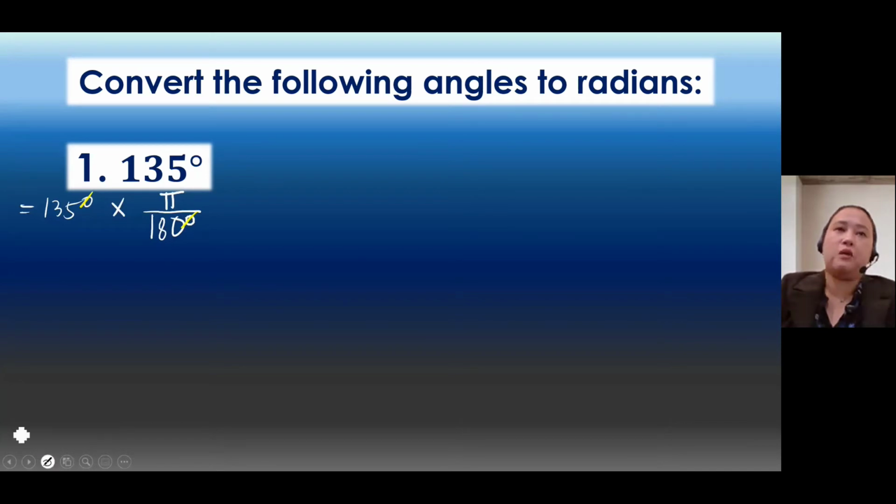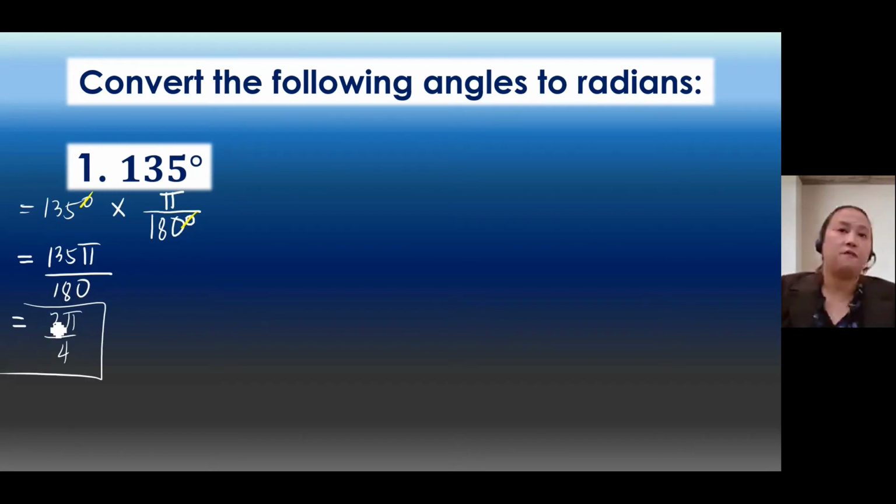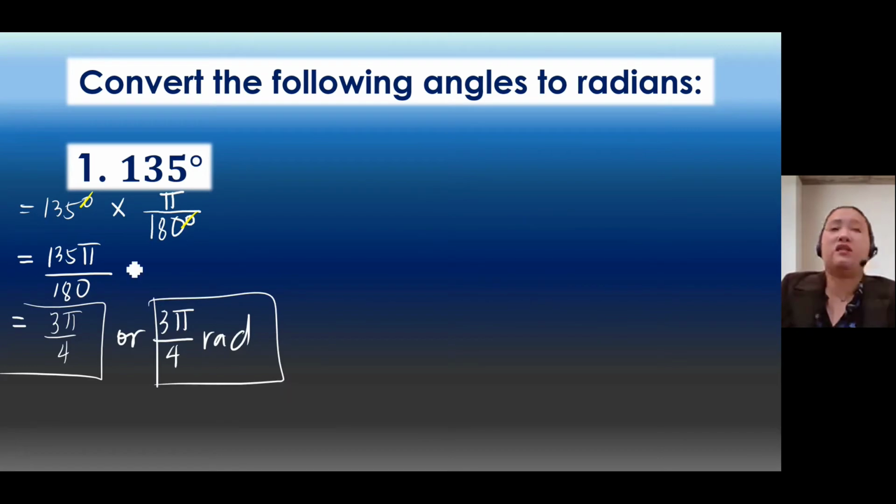So we have here 135 pi over 180. Then just simplify this. The 135 pi over 180 is equivalent to 3 pi over 4. If you want, you can also write this with the unit for radians, so that is 3 pi over 4 rad. But without the unit, it is also accepted.